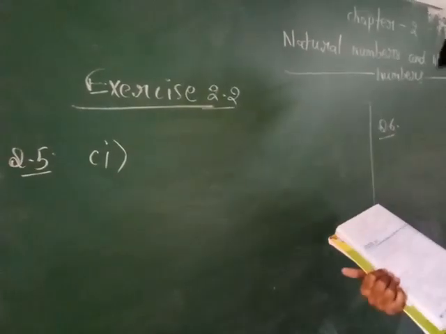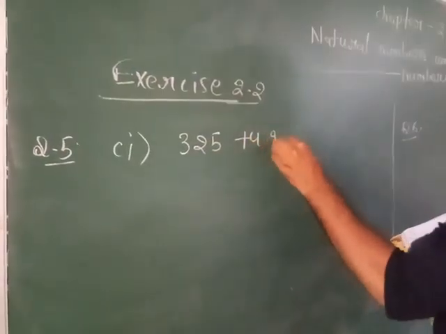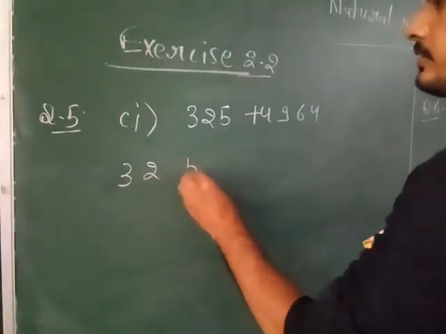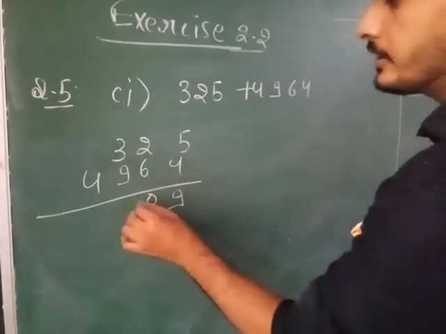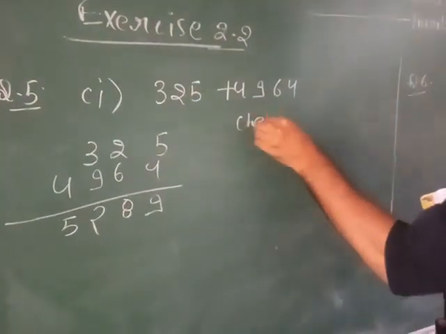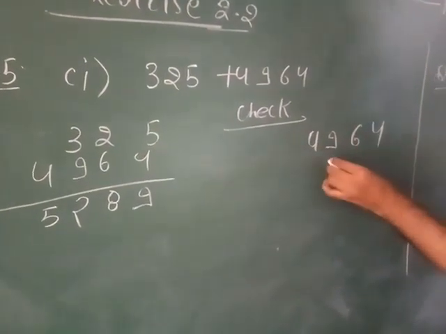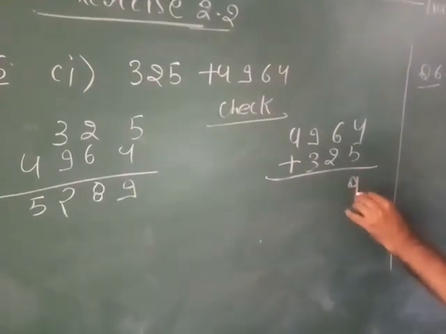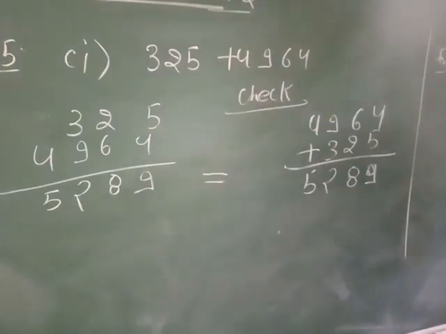Now question number 3. In this question, we have to first add the terms and then check the answer. So 325 and 4964. It is 9, 8, 12 and 5. And now we will check the answer by rearranging the terms. These terms will be in the upper part: 325, 9, 8, 12. So as you can see, the answers are the same. In this way you will do the remaining parts.